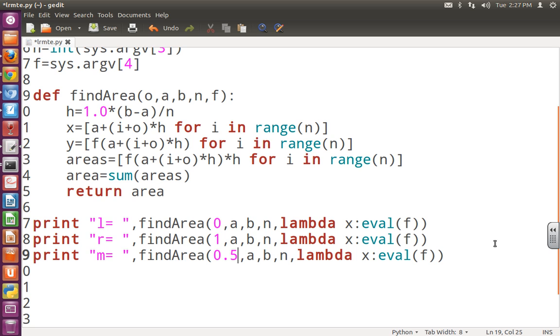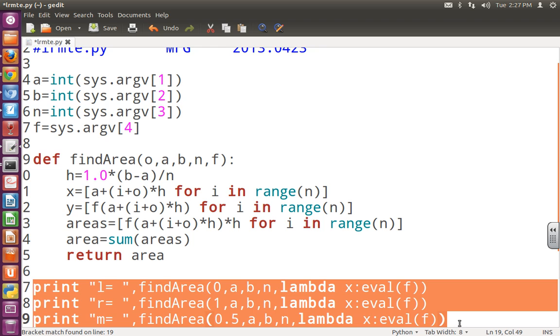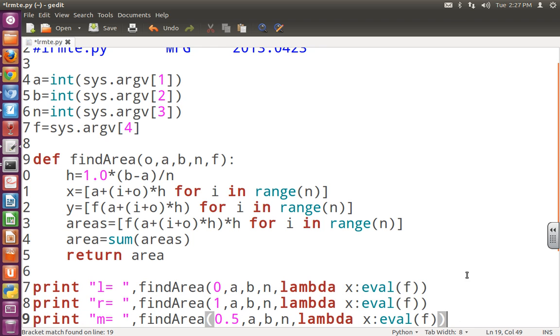What happened? What'd I do? Wait, I did something. Get gedit. It's this. It should be ./LRMTE.py, and then the input goes here, like 2, 5, 8, quote, exp of x, quote.